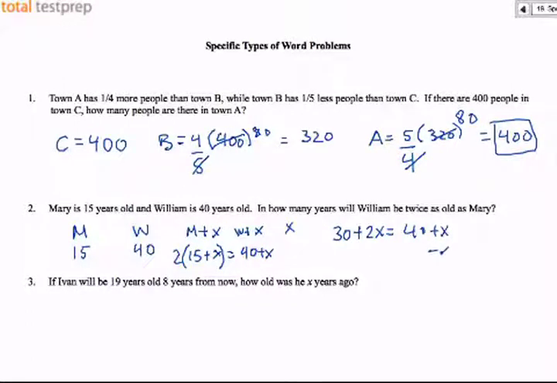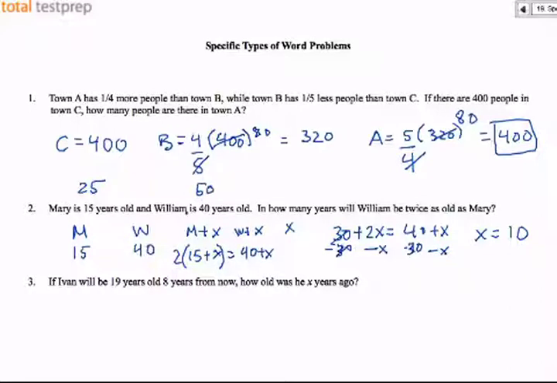Subtract x from both sides, and then subtract 30 from both sides to get 30 on the other side. So now we get that x is equal to 10, which means in 10 years, William will be twice as old as Mary. And that makes sense, because in 10 years, Mary will be 25 and William will be 50.